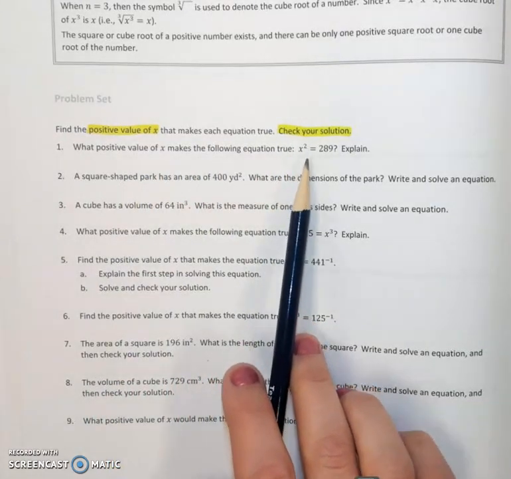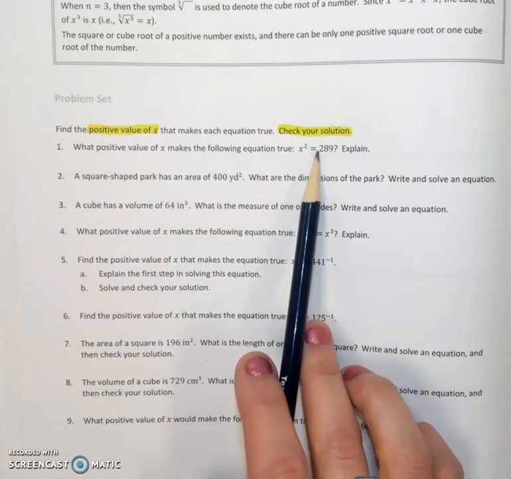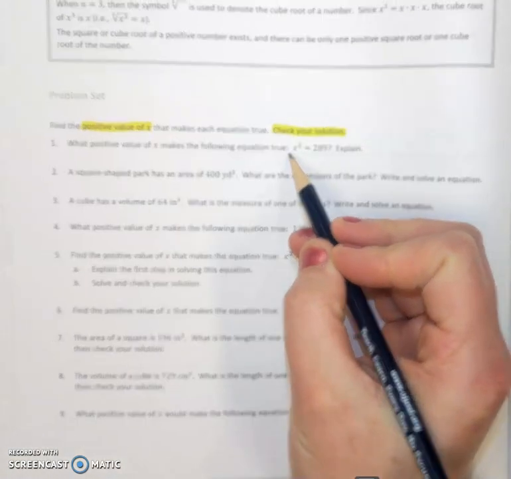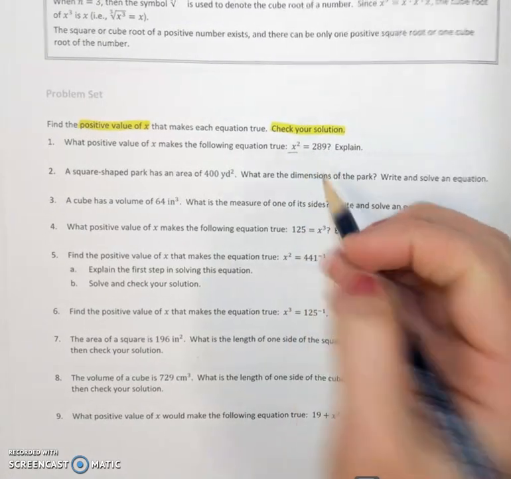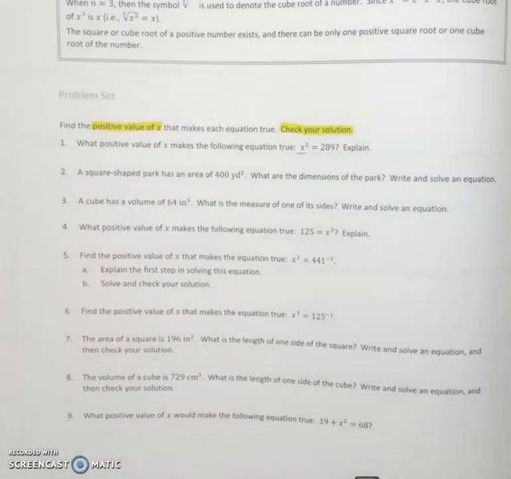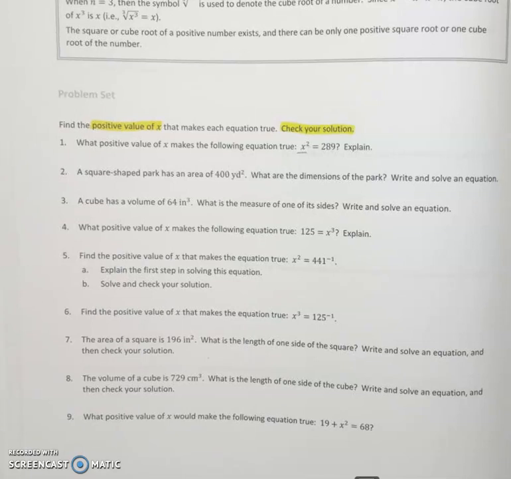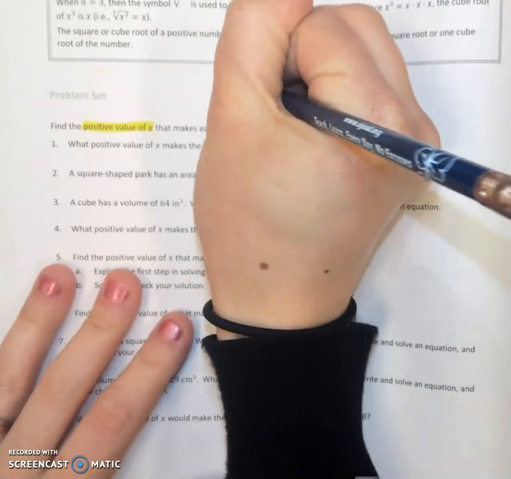x squared equals 289. Explain. So it's asking us, what would we have to put in place of this x to make it true? So what squared equals 289? Well, today we talked about in class, the opposite of squaring something is to find the square root of it. So I can very easily find the square root of 289, which should give me my x. So I'm going to write that down so it's fresh in our mind and right in front of us.